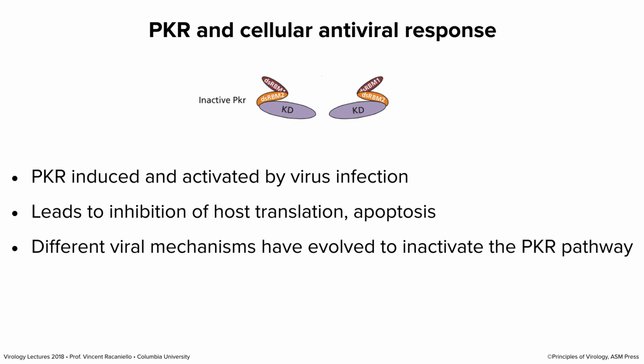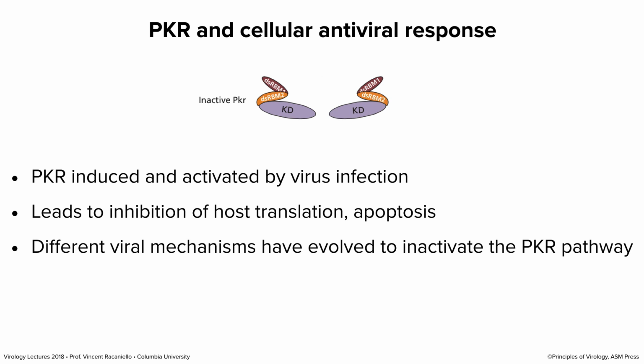It's actually induced by interferon. It's activated by sensing double-stranded RNA, leads to inhibition of host translation, and that is a signal for programmed cell death. So actually, phosphorylation of EIF2 alpha triggers programmed cell death. The idea is the cell dies before the virus can spread.